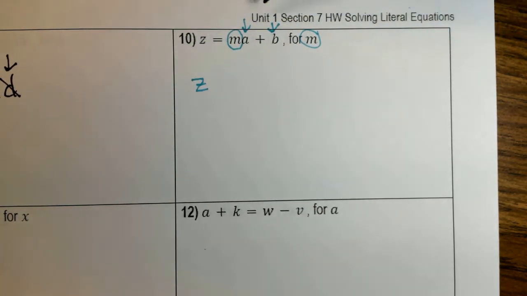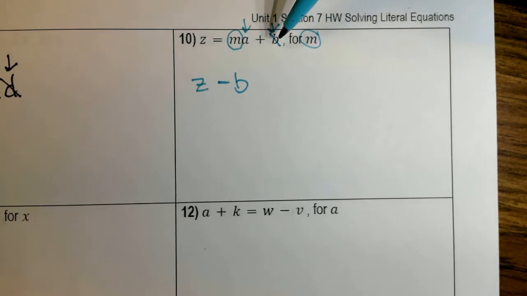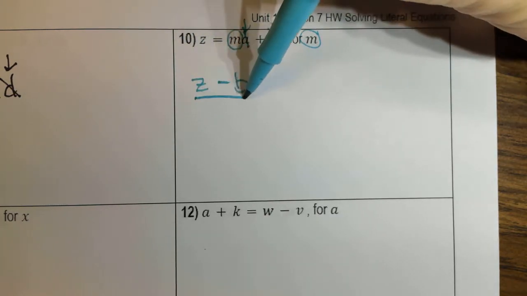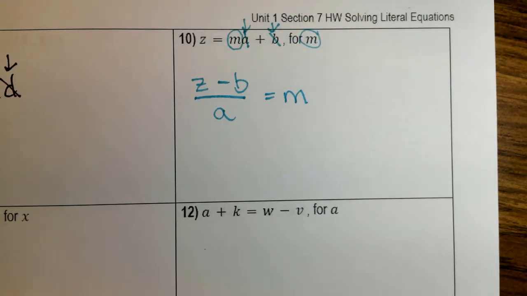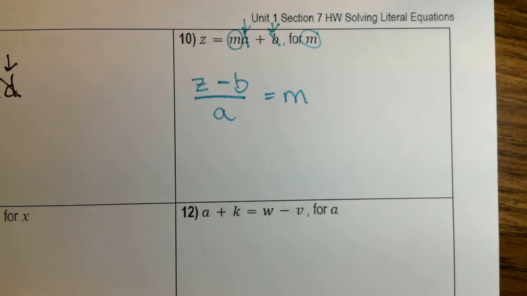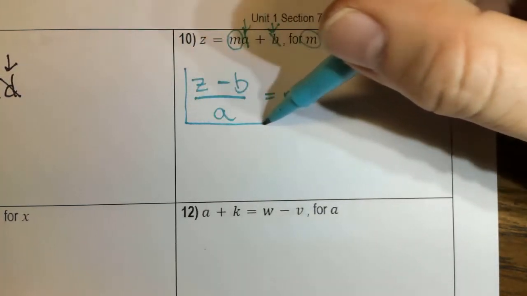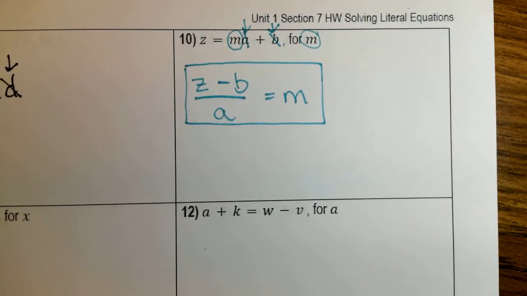So I start with Z, and instead of plus B, I'm going to do minus B. That gets rid of the B. And M times A. Okay, so to get rid of A, instead of times A, I'm going to do divided by A. And that gives me M. And then when you divide stuff like this, you have to divide everything. So not just the first one or the second one, it's all of it. Okay. So that would be my final answer.